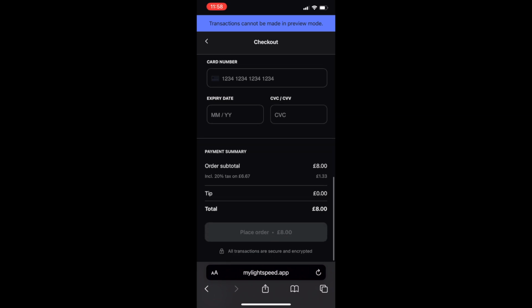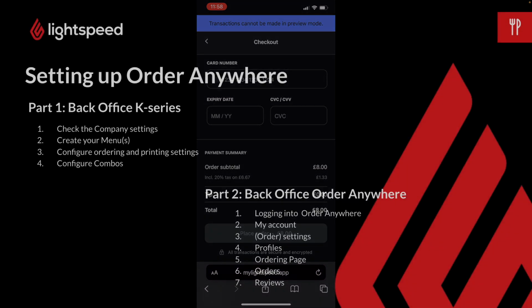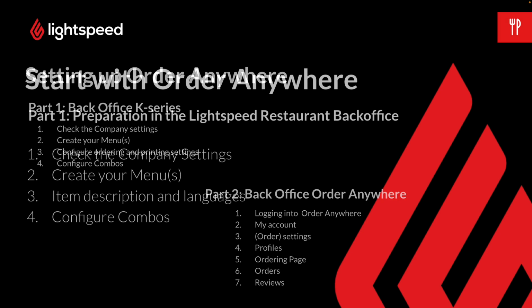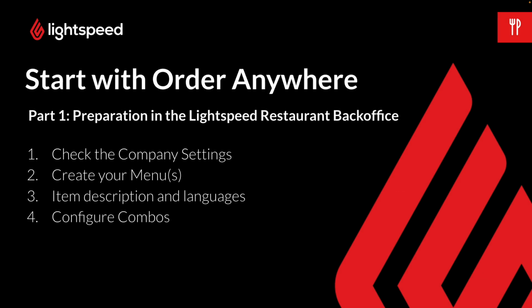This all-in-one combination ensures that you have all your orders and payments in one overview in your back office. The configuration of Lightspeed Order Anywhere consists of two parts. 1. The preparation of your Lightspeed Restaurant back office, and 2. The configuration of your Order Anywhere back office. Part 1. Preparation of the Lightspeed Restaurant back office.